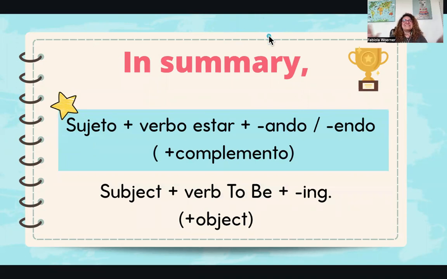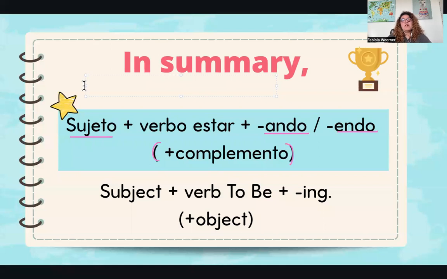All right, so in summary, we are using the subject, and then we are using the verbo estar that is conjugated. It's conjugated according to the subject, according to the number and the gender of the subject. And then it is followed by a verb ending in ando or endo. And then optional, depending on the sentence, is our complemento or our object.